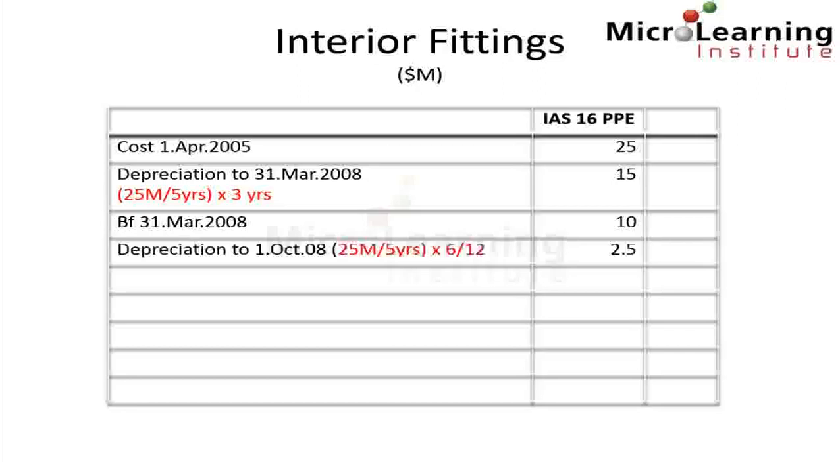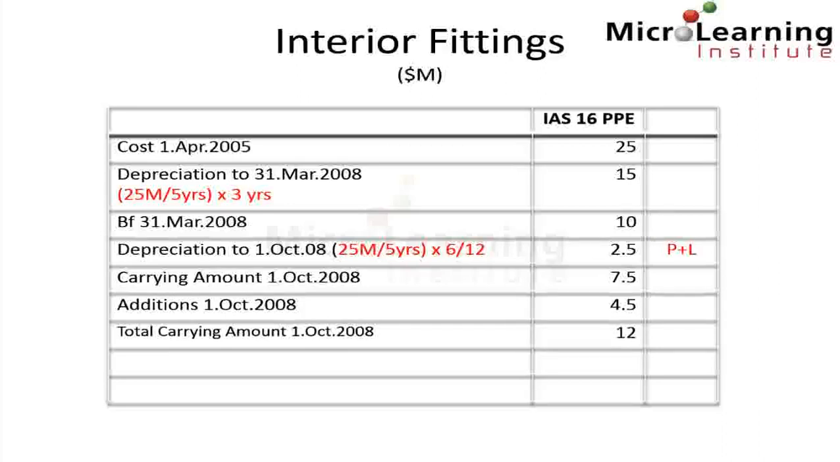As the upgrade did not happen until the 1st of October 2008, we need to charge 6 months of depreciation. This $2.5 million depreciation expense goes to the P&L, leaving us with a carrying amount on the 1st of October 2008 of $7.5 million in relation to interior fittings. The upgrade to the interior fittings on the 1st of October 2008 is capitalised at cost of $4.5 million. Consequently, the total carrying amount equals the $7.5 million plus the $4.5 million, which equals $12 million.